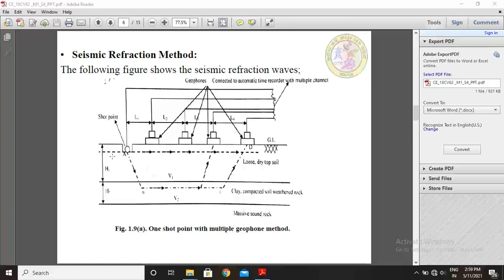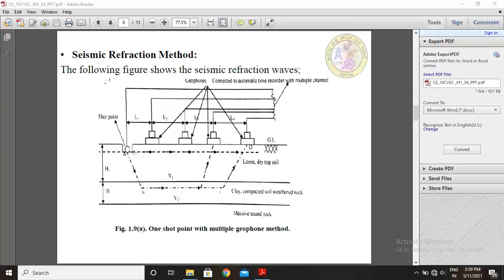See, this is ground level. Here 3 layers are there. First one is loose dry topsoil of depth h1. Second layer is clay or compacted soil or weathered rock of layer 2, that is h2 depth in meter, and next layer is massive sound rock.